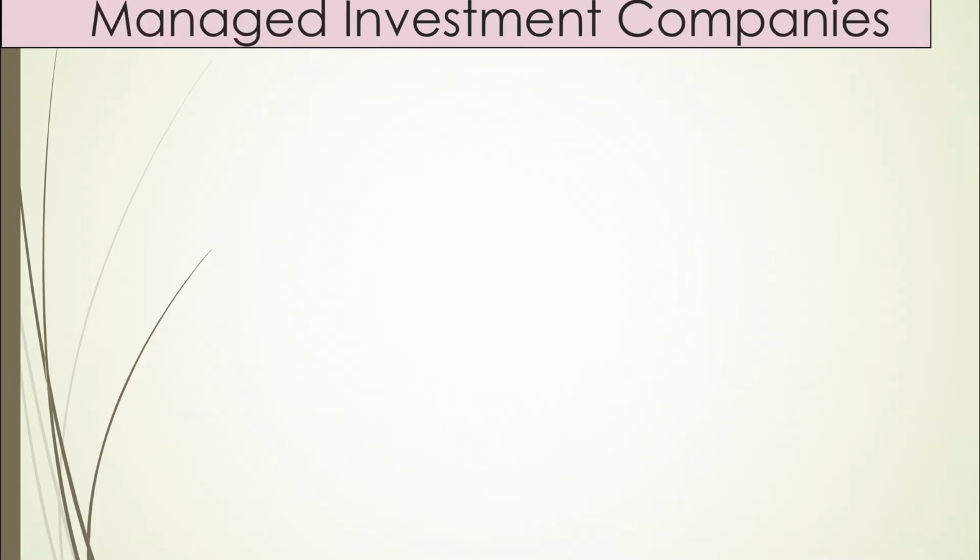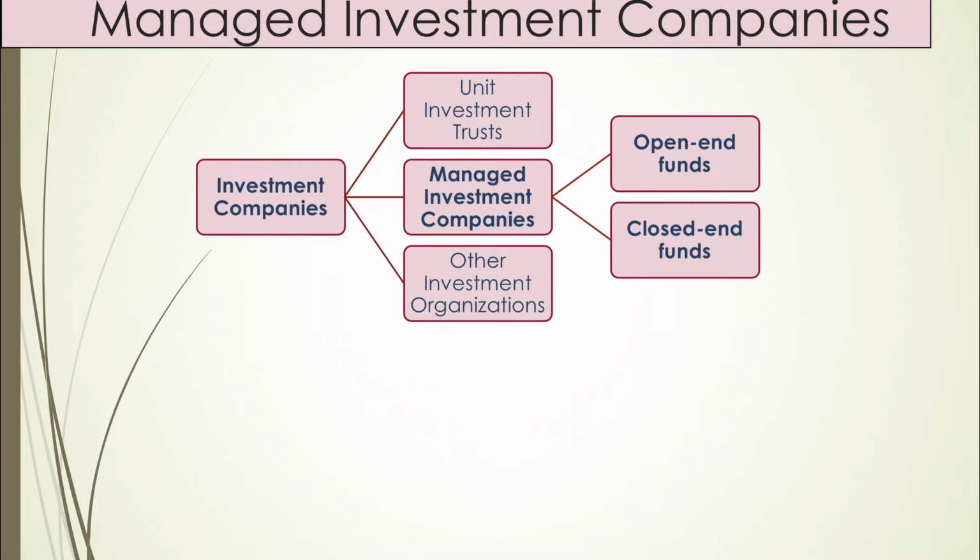The second type of investment company then are these managed investment companies. So the unit investment trusts were unmanaged. Managed investment companies come in two different types. You have open-end funds and you have closed-end funds. With both of these funds, the board of directors is elected by the shareholders, and then these companies both hire management companies to manage the portfolios on their behalf. These management companies then charge a fee. It's typically anywhere from 0.2% of assets under management to 1.5% of assets under management.